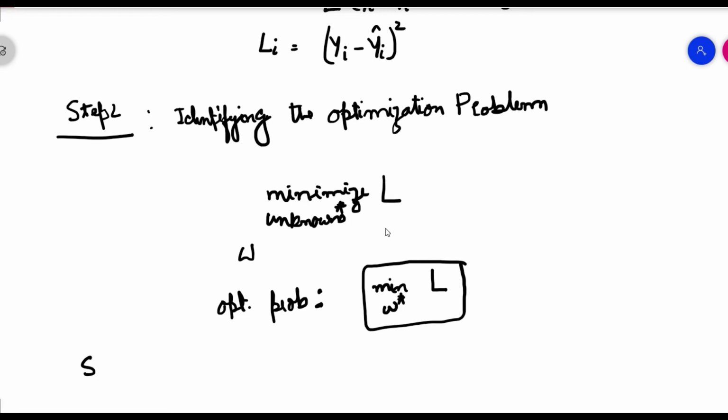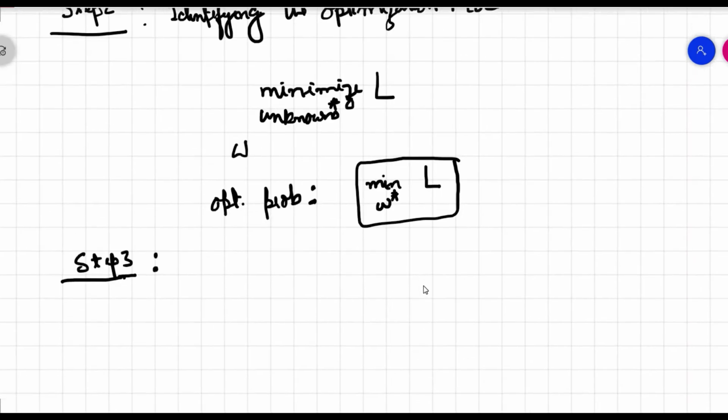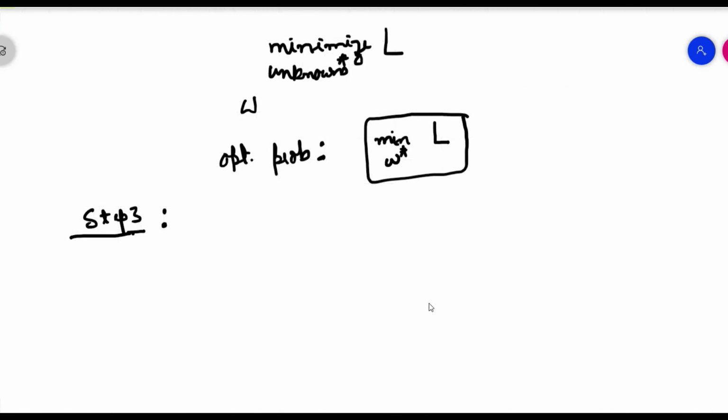Let's move on to step 3. Remember, these are all just the things that we discussed in our single neuron model training video. These steps are all the same. I'm just reviewing them so that you remember all these things. So what is step 3? Now that you know your loss function and your optimization problem, step 3 is about solving the optimization problem at hand.